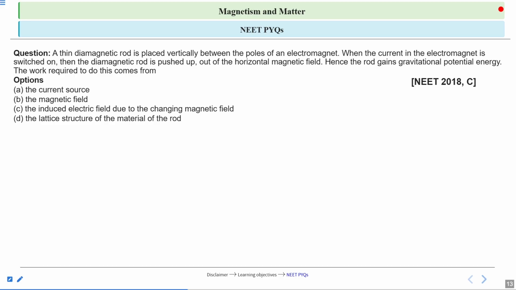When the current is switched on, the diamagnetic rod is pushed up out of the horizontal magnetic field. Hence the rod gains gravitational potential energy because it is pushed up against the gravitational pull. The work required to do this comes from: the current source, the magnetic field produced by the electromagnet, the induced electric field due to the changing magnetic field, or the lattice structure of the material of the rod. I will give you some time to think about it.